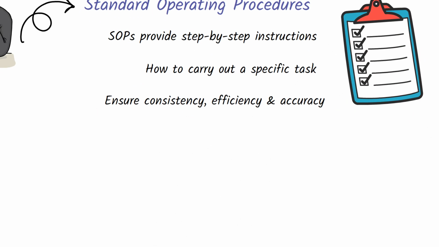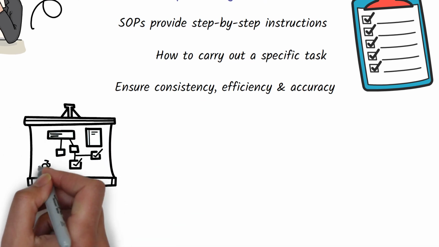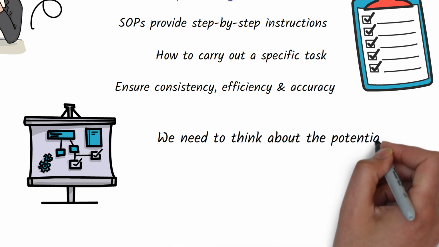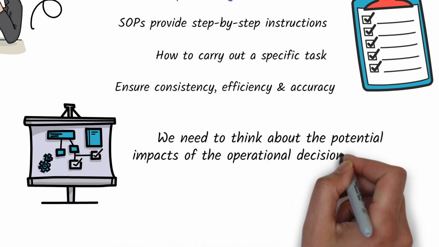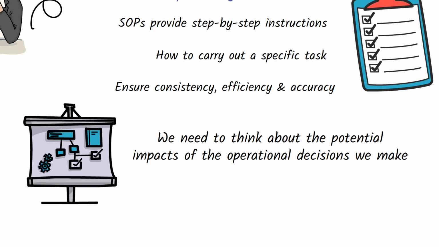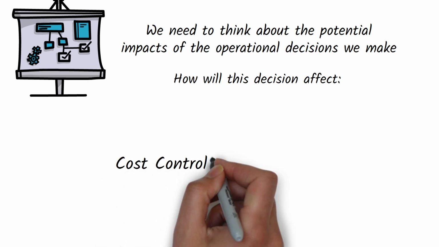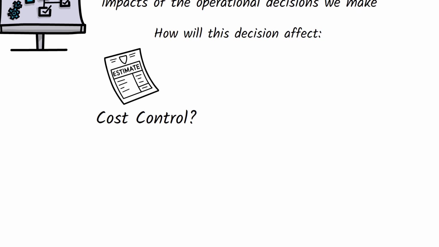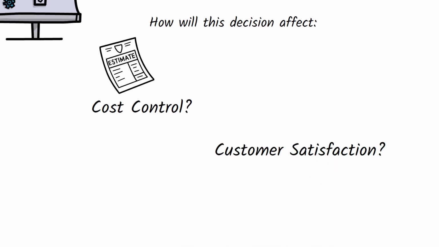Before writing up the SOPs, it's important to carefully ensure we have a solid foundation of operational decisions that take into account the potential impacts and consequences of these decisions. For instance, how will this affect our cost control? Deciding on which suppliers we use and how much inventory to keep on hand will affect the costs to our business. How will this affect customer satisfaction? The amount of staff we hire, how we train our staff, the product and service standards we have, these will all affect whether we keep our customers, gain positive reviews, testimonials, and word-of-mouth referrals.